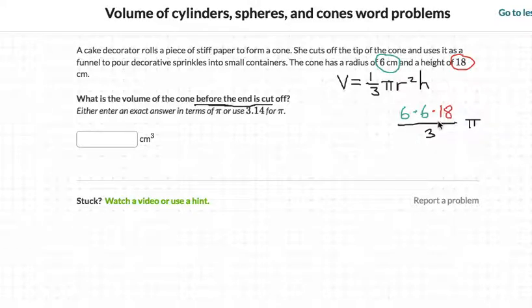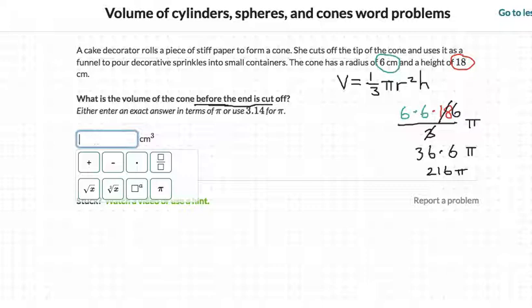So let's calculate it. 3 goes into 18 6 times, and that's giving us a nice easy problem. That's just 6 times 6 times 6, which of course is 36 times 6 pi. And 36 times 6 is, of course, 216. So now we have 216 pi as our measurement.